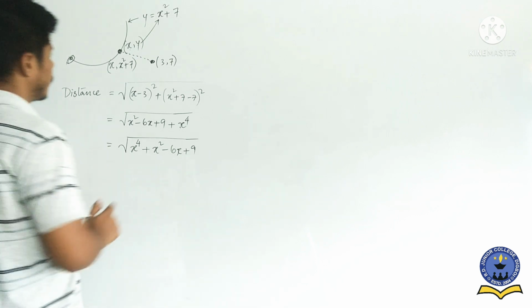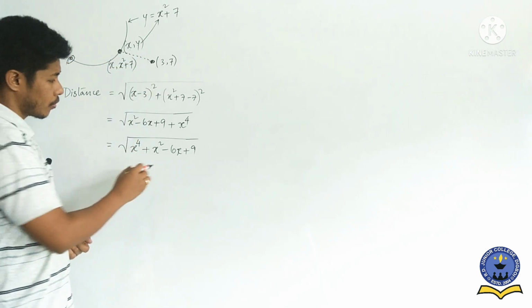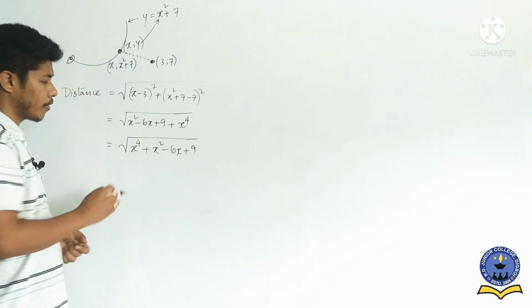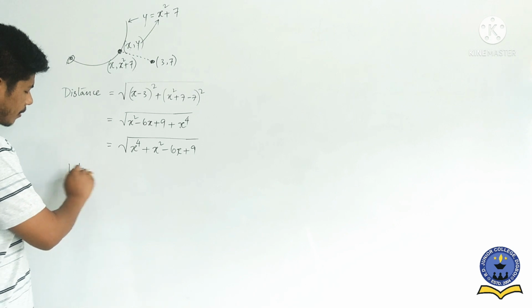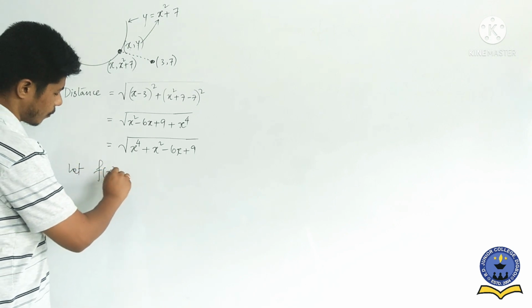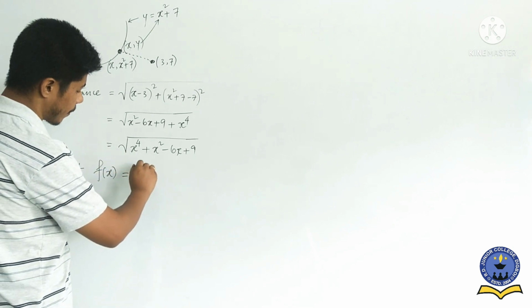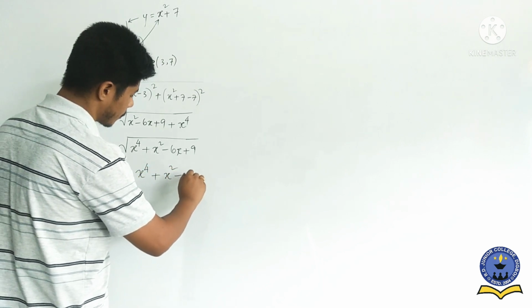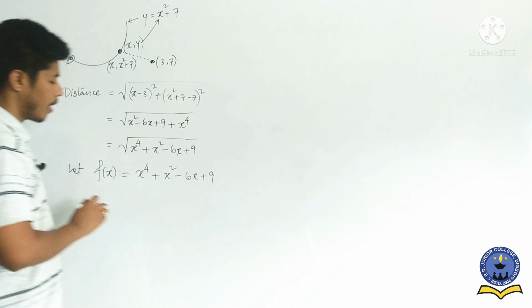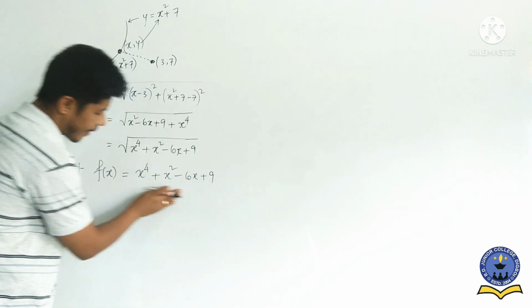So now here we have to find the nearest distance. So under this root, whatever we get, we have to consider as a function. So that's why here we write, let f(x) equal to this part, if we assume, let f(x) equal x to the power 4 plus x square minus 6x plus 9. So now this one is an algebraic function.